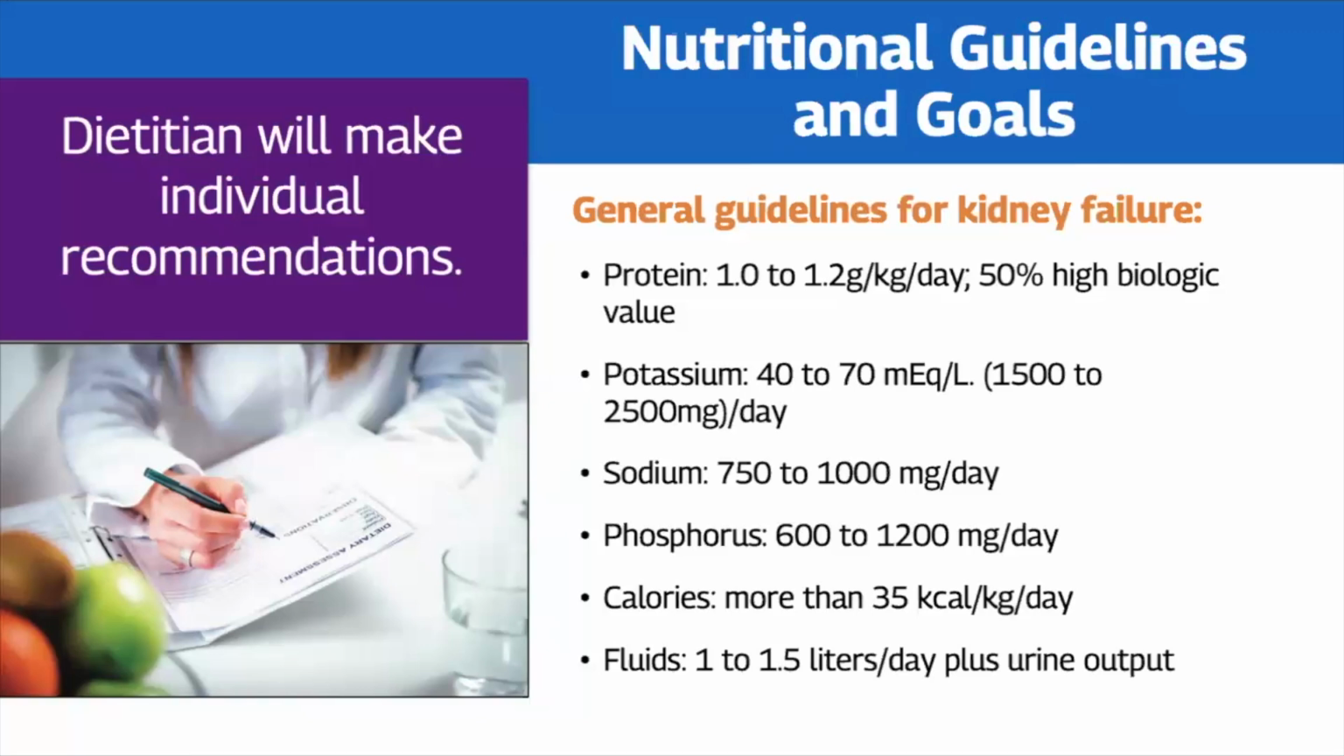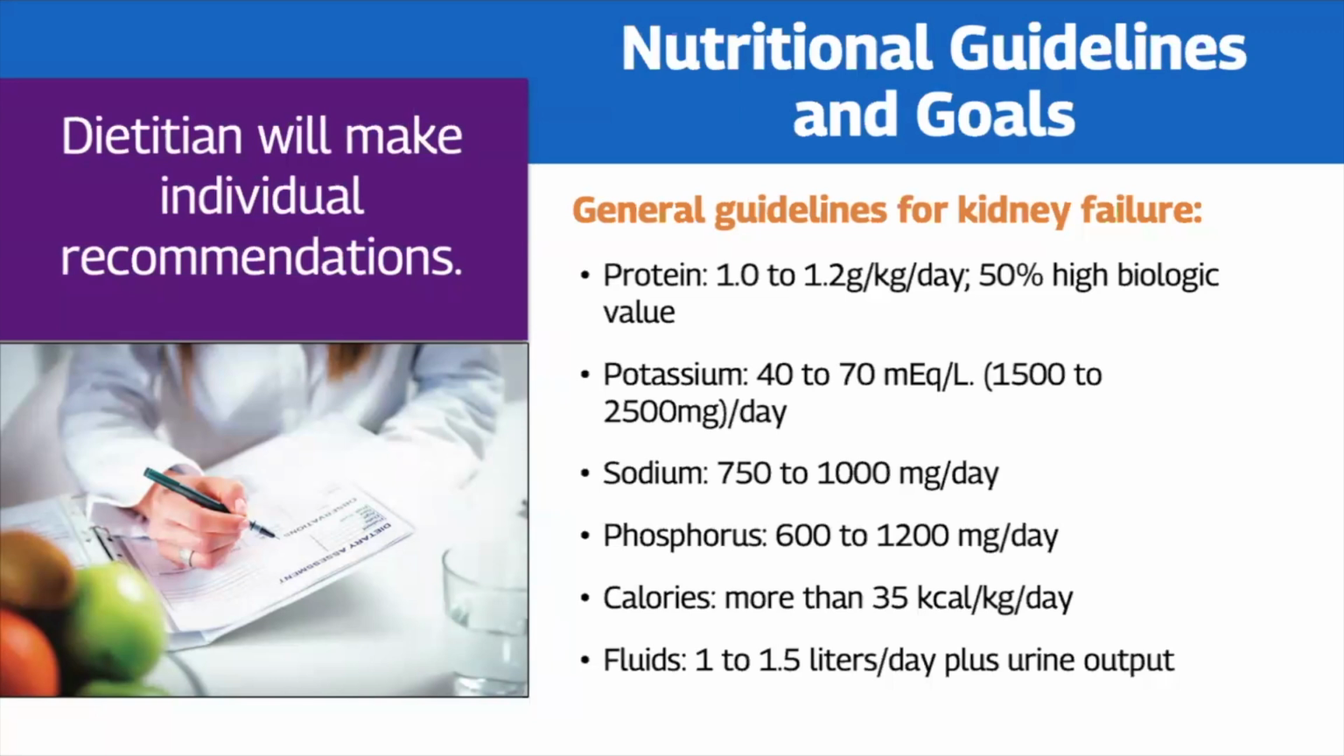So the dietitian makes individual recommendations on nutrition guidelines and goals. So generally, the guidelines for kidney failure, we increase the protein for our patients to 1.0 to 1.2 grams per kilogram per day, of 50% of it being high biological value. So high biological value means chicken, fish, eggs, meats, and for our vegetarians, protein foods, maybe some beans and some tofu or things like that.